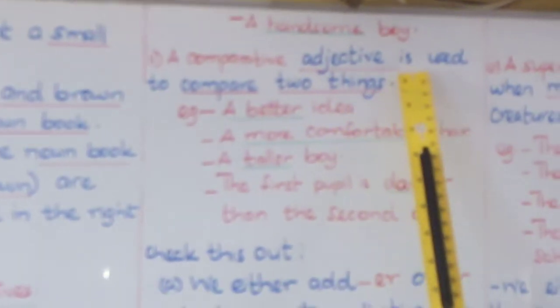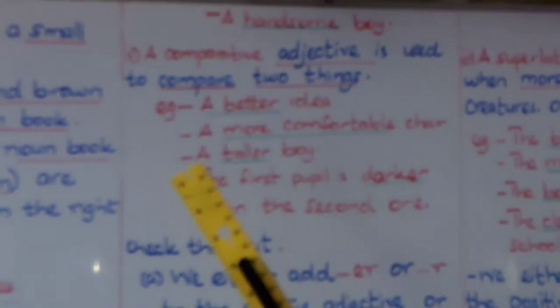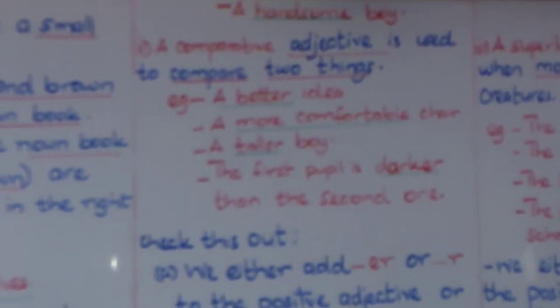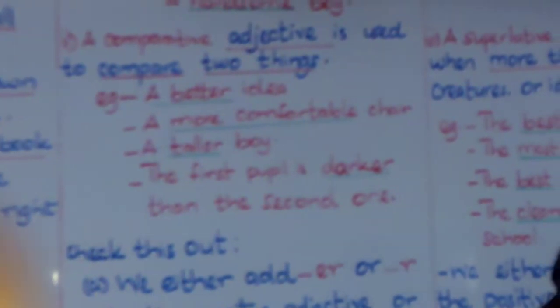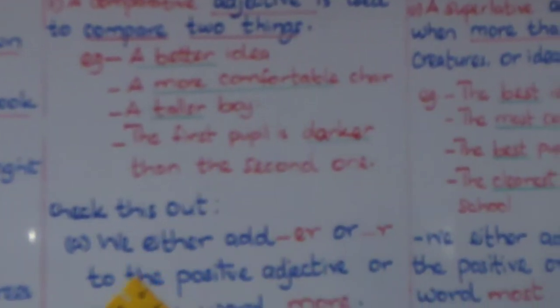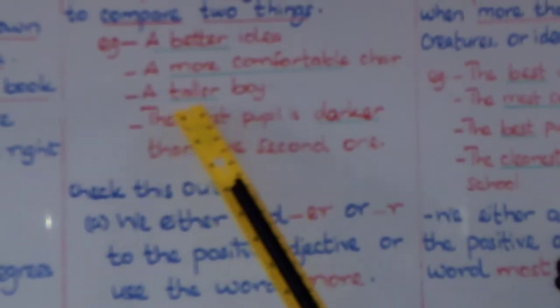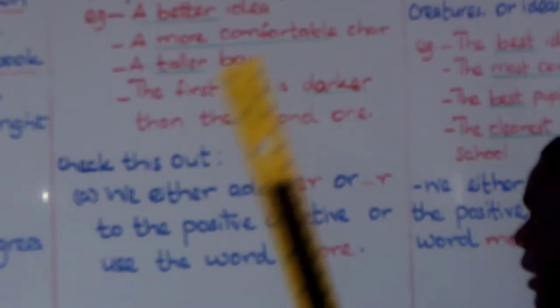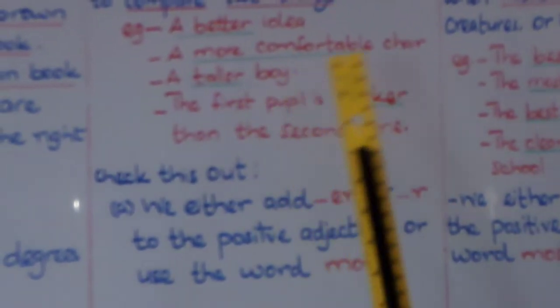Now, comparative, number 2. A comparative adjective is used to compare 2 things. The word comparative, to compare between 2 things. Example, a better idea. Now, when you talk about a better idea, that means there is another idea that is not as good as this one that you're talking about. A better idea, a more comfortable chair. There is another chair that is not comfortable. A taller boy. There are 2 boys. One is not tall. One is short, another one is tall. And so you say the taller boy.